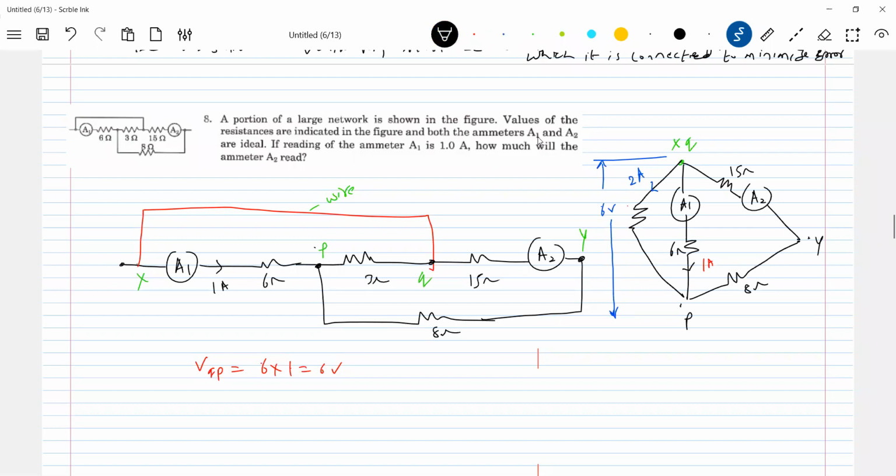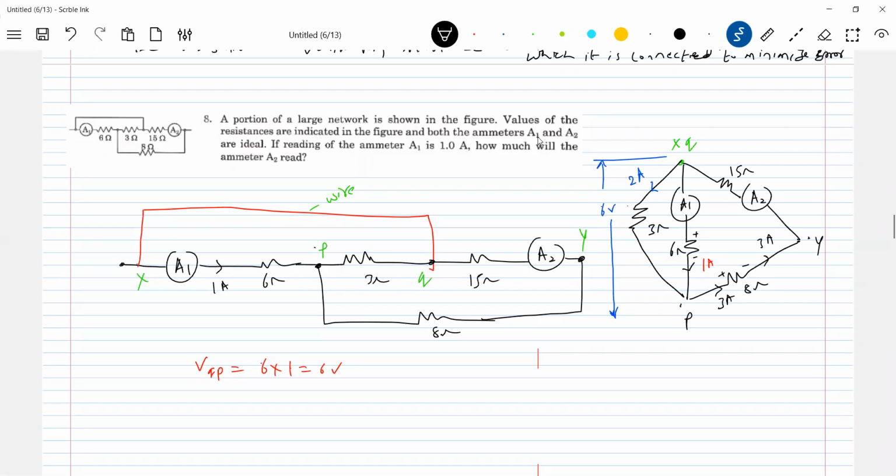This is how much? 3 ohm. So how do I calculate? VPQ equals 6 volts. So 2 ampere. I got 2 ampere and 1 ampere. So how much of the remaining current should flow here? 3 ampere. Plus minus, plus minus.